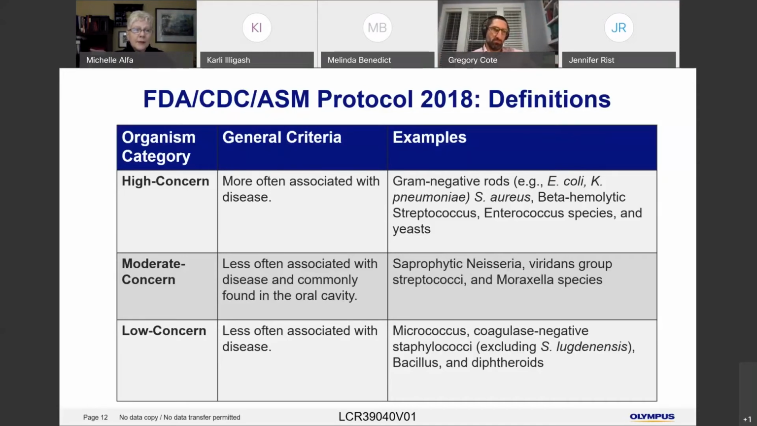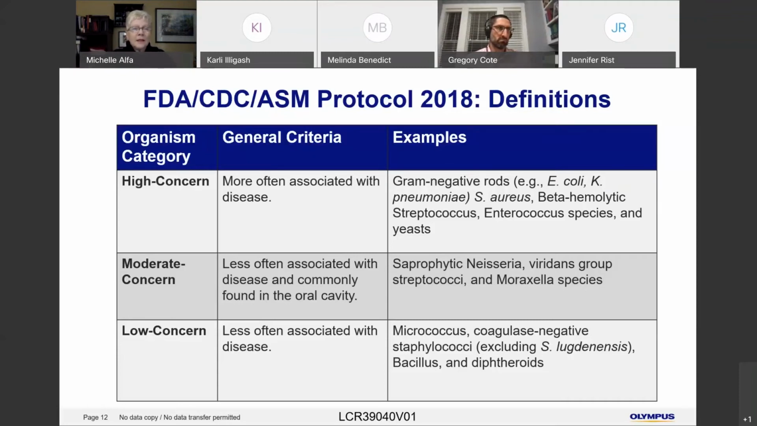Now, moving down to the next row, the moderate concern, these organisms are less associated with disease and are commonly found in the oral cavity. There was a lot of discussion about, okay, high concern organism. I think most of us can agree that those are ones we just don't want to see, period, and you shouldn't see ever from a fully reprocessed endoscope. Moderate concern and low concern are a lot more difficult to deal with. And the middle group is the most controversial. So saprophytic Neisseria, Viridans streptococci from the oral cavity, and Moraxella species. Occasionally, they might be able to cause infection in humans, and certainly have been involved in endocarditis and things like that.